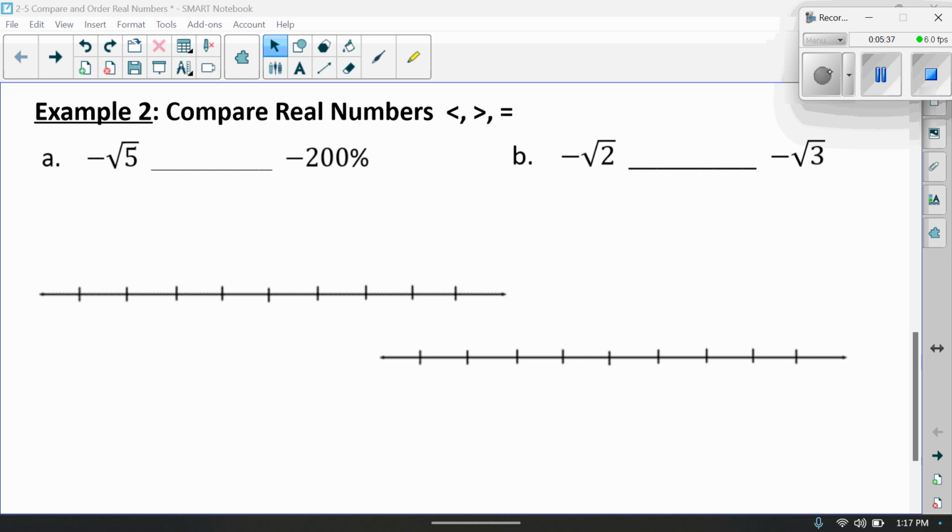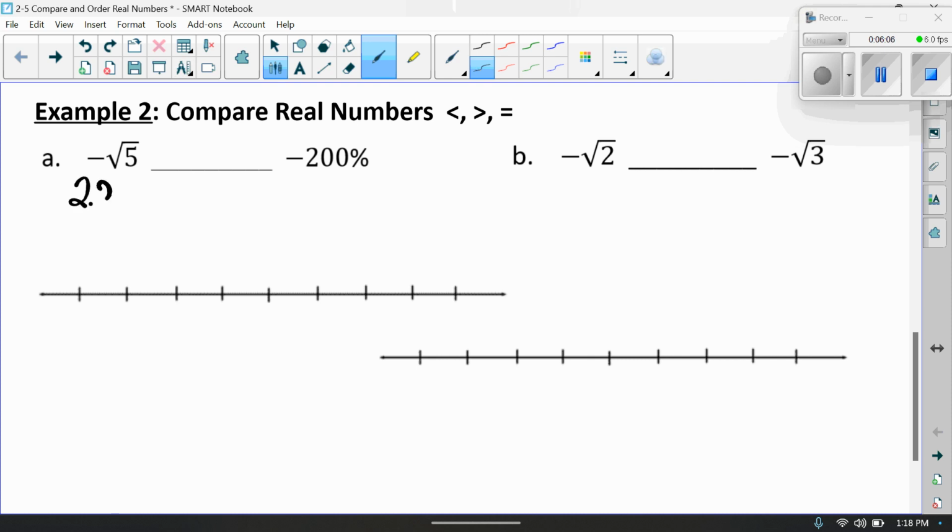Now we're going to do the same thing, but with some other kind of format. We have a negative square root of 5. On this one, you're going to do the square root of 5, and that gives you a non-terminating decimal. So here I've got 2.236. I'm going to say negative 2.236.